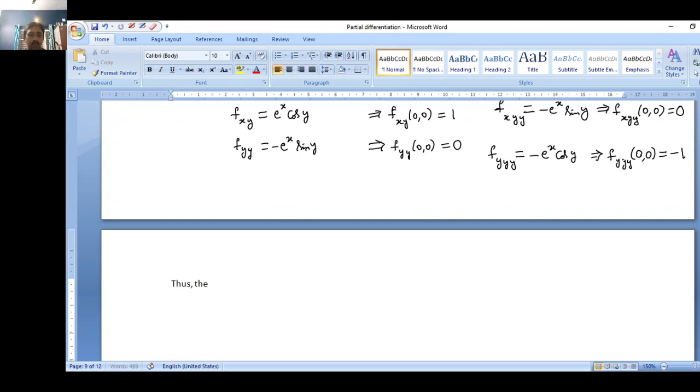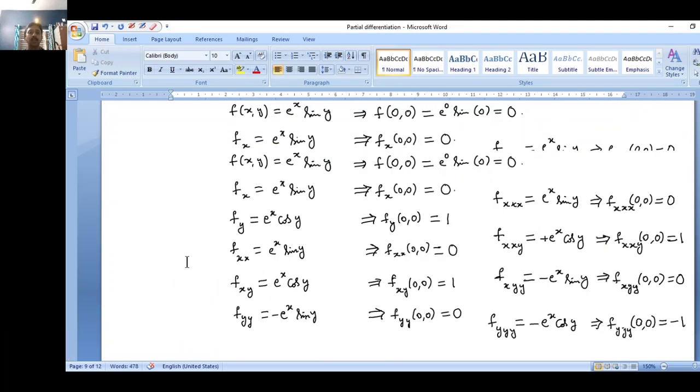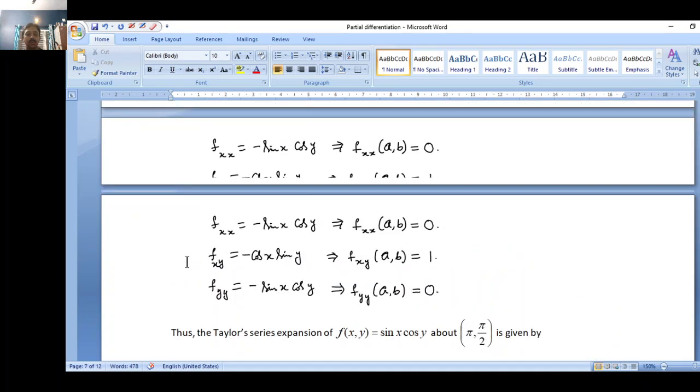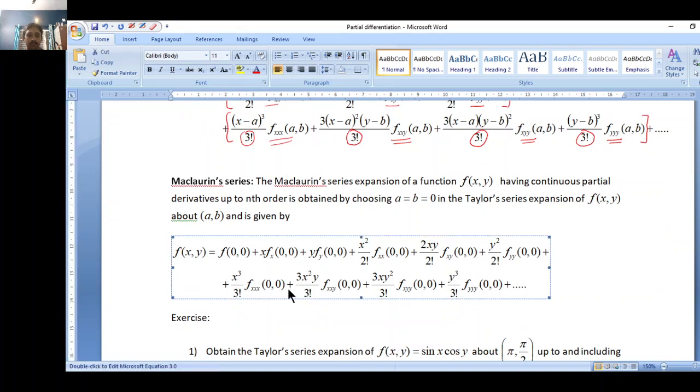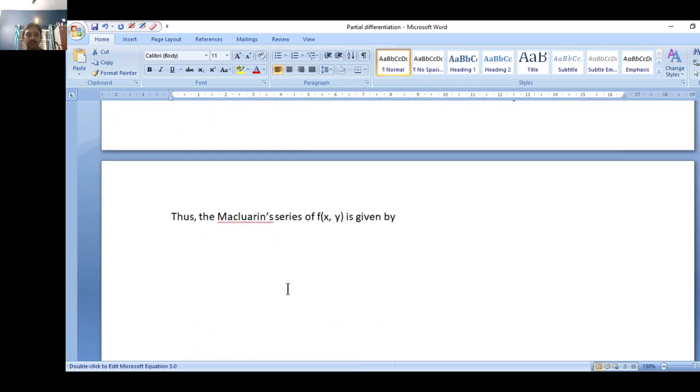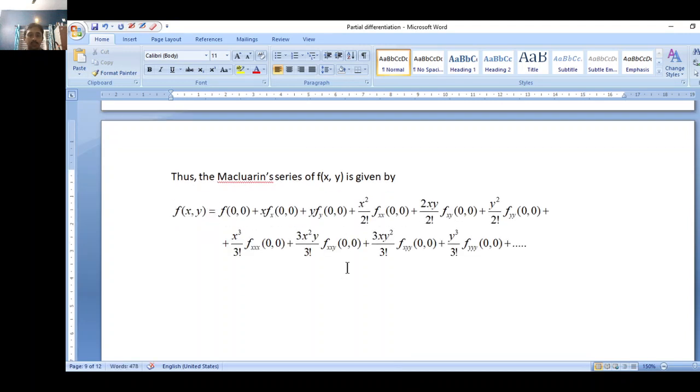Thus, if I am answering the question according to the first manner, I would have to mention that it is a Maclaurin series expansion. So the Maclaurin series expansion of f of x comma y is given by, yeah, so what will be the Maclaurin's expansion? Once again I'll just copy this expression for you so that you can remember it in an easier way. This is the Maclaurin's expansion.